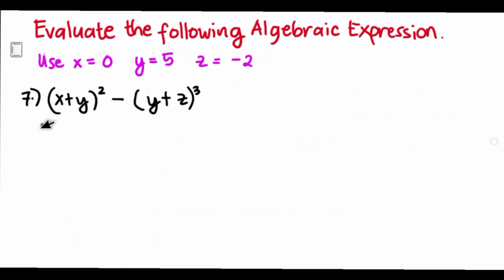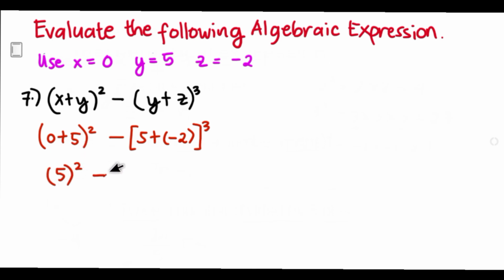substitute muna tayo. So, we have here x, ang value ng x ay 0 plus, ang value ni y ay 5. Yan, square daw yan mamaya. And then, minus, ang y ay 5 plus, ang z ay negative 2. And then, yung sagot daw dyan ay i-cube natin later. Okay, so, sa loob, 0 plus 5 is 5. Then, we'll get the square of it. Then, minus 5 plus negative 2.